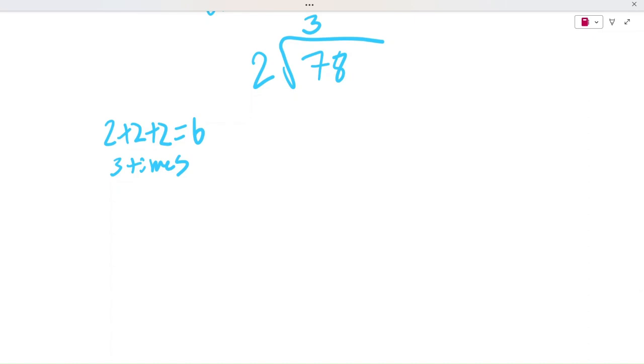Now our next step is multiply. So we have 3 times 2, which equals 6. So we put 6 right below the 7. Our next step is to subtract. So we do 7 minus 6 is 1. And then our next step is to bring down. So we'll bring down this 8. So we have 18. And now we repeat.